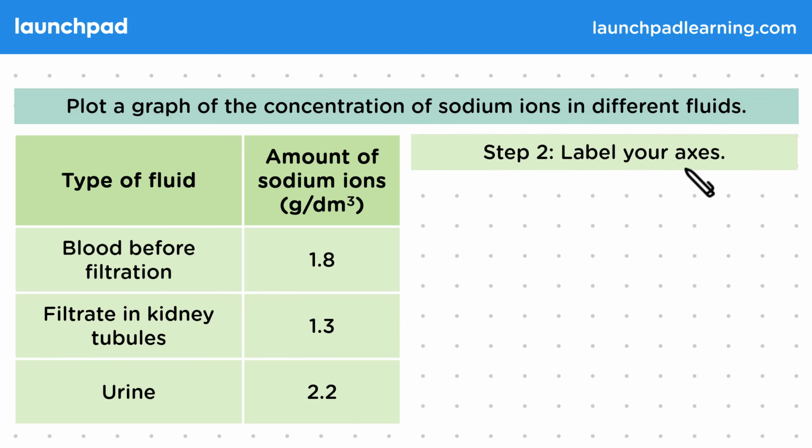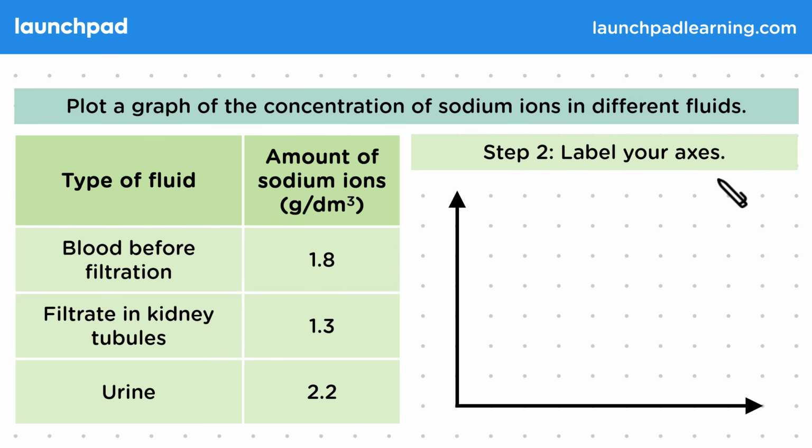Step 2, label your axes. So we have an x-axis which runs along the bottom here and a y-axis that goes up like this. Remember, y goes to the sky to help you remember which one's which. So the convention is that the column on the left goes on the x-axis and the column on the right goes on the y. So our x-axis will have the type of fluid and the y-axis will show the amount of sodium ions in grams per decimeter cubed.